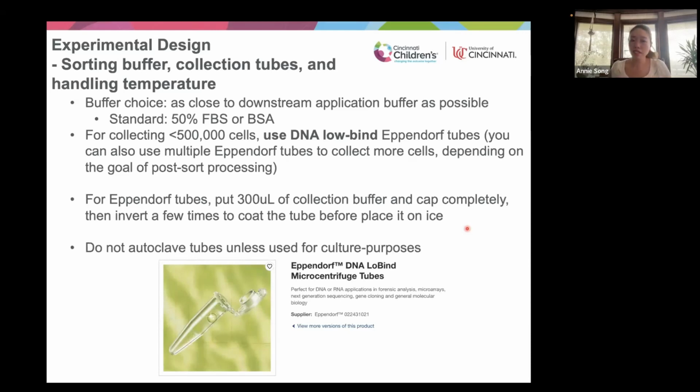Another thing is, if you're dealing with a low number of cells post-sort, I would highly recommend using a DNA low-bind tube to reduce loss during the recovery process, because the cells tend to stick to the walls of the tube. And if this is not for a culture assay, then I would say don't even autoclave the tubes, because that will also increase their stickiness.